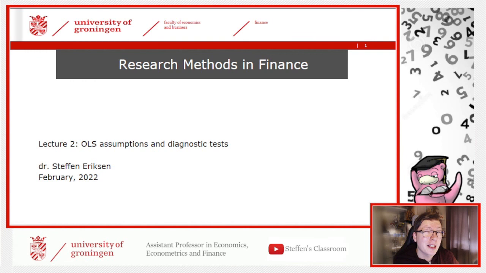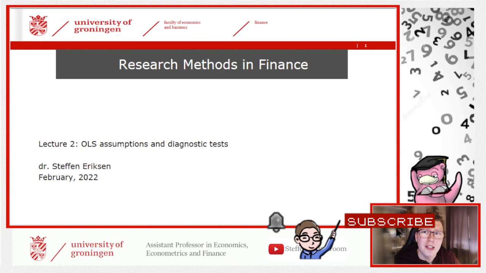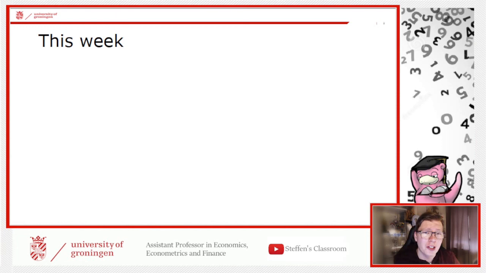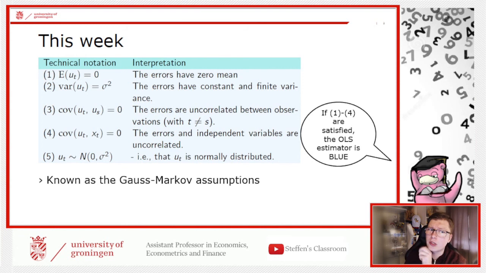And let's just dive straight into it, because we already wasted enough time. This week we're going to be taking a closer look at all these assumptions that we introduced last week. As we know, there are five of them, and you only needed four of them to be satisfied in order for the OLS estimator to be BLUE. That is, the best linear unbiased estimator. But why do we have the fifth one? Well, remember, the fifth one we need in order to do hypothesis testing, or inference, as some would call it.